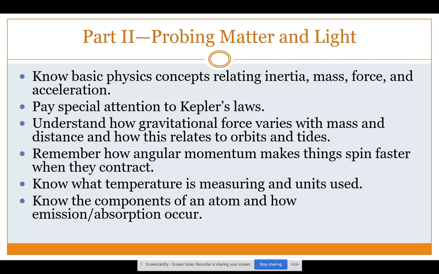Gravitational force, G M1 M2 over R squared. You should know that. Angular momentum, an important one. We've gone through the whole of astronomy now, and you've seen how angular momentum is actually important. Think of something like a pulsar. Why does a pulsar have blips of light that occur approximately 100 times to 1,000 times a second?